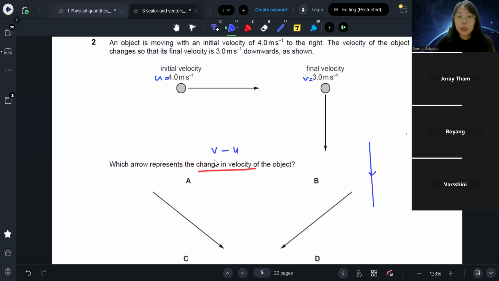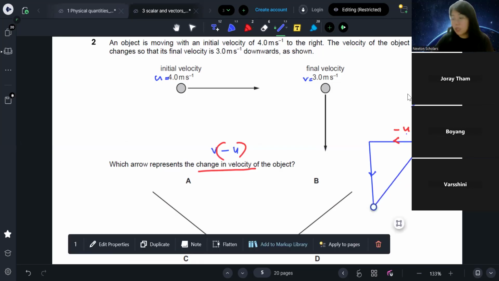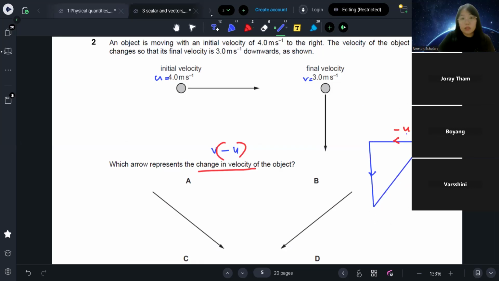Okay, here. V minus U, that means this one you have to change direction. So I change the direction like this, and it becomes minus U. So the final velocity should be, better I use the line, this one like this to here. This is my final answer for your resultant, your V minus U. So the answer should be B, this one. Is it okay?